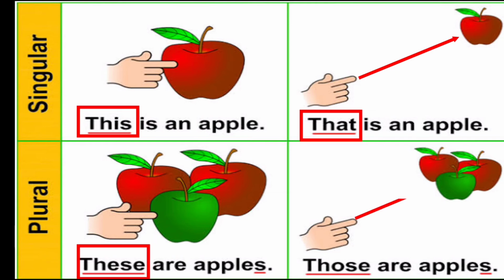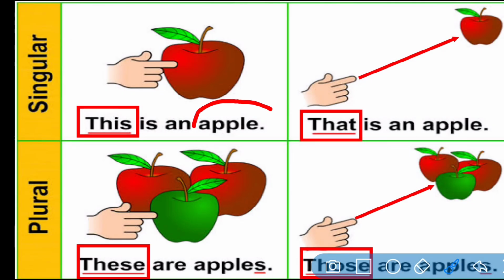Now in the second picture, there are 3 apples again, but far away from my hand. So I will use the word those. T-H-O-S-E, those. Those are apples. A-P-P-L-E-S. Now look here. There's only one, we use the word apple.